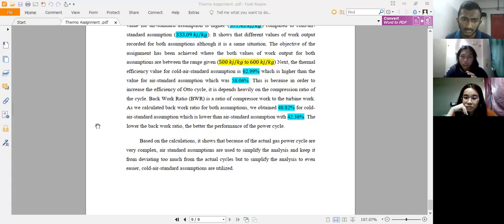So based on the calculations, the air standard assumption is used to simplify the analysis and keep it from deviating too much from the actual cycles. But to simplify the analysis even more, cold air standard assumptions are utilized. So we can conclude that the Otto cycle continues to be an integral and effective combustion cycle among many engines because it provides excellent efficiency and power output. That's all from us. Thank you.